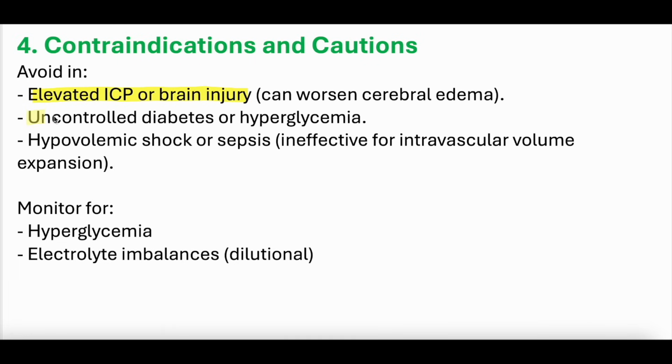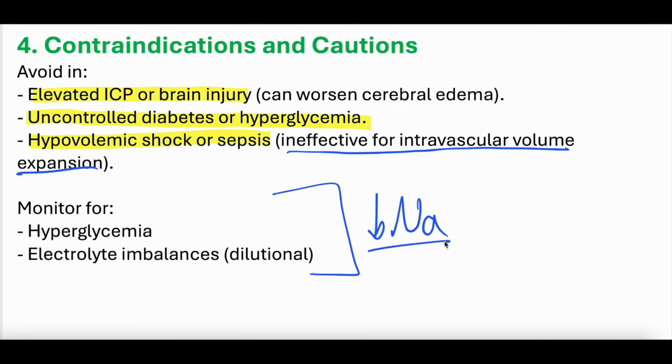Uncontrolled diabetes, this will increase your serum glucose because it has 5% dextrose. Hypovolemia or shock, this does not stay inside the blood vessel. It's an ineffective intravascular volume expander. Monitor for hyperglycemia and electrolyte imbalances, particularly low sodium. Sometimes we're rounding and we're like, someone's sodium keeps going down, why? And then we notice that someone had started them on D5W and continued it. So something to be cautious of, hyperglycemia and hyponatremia.